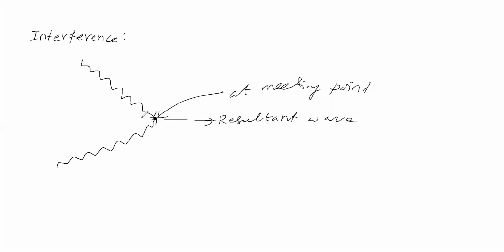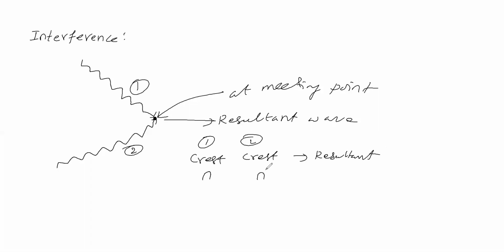Both light rays meet at this point, so we are getting a resultant. How will the resultant wave be? Now at this meeting point, wave number 1 has a crest. Number 2 also has a crest. Then what is the resultant? The resultant is the sum of these two crests, like this.